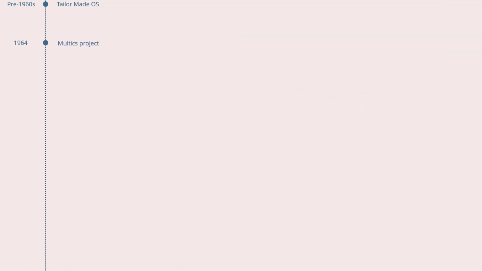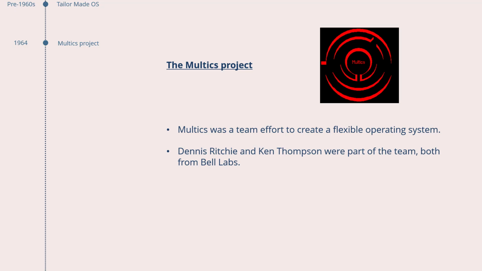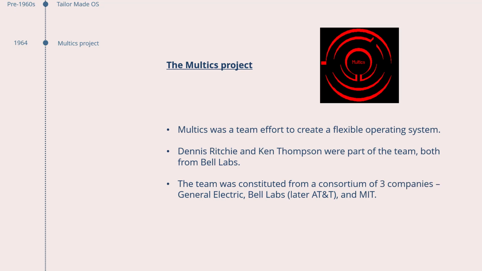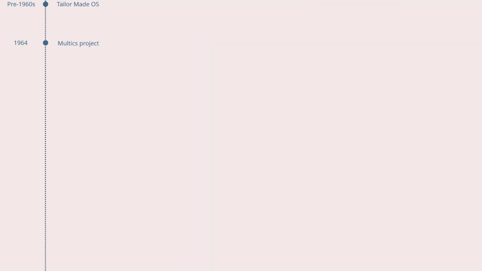Let's move ahead to 1964. This was when the Multics project came into being. This is the Multics logo from back then. Multics was a team effort to create a flexible operating system. Dennis Ritchie and Ken Thompson were part of the team, both from Bell Labs. The team was constituted from a consortium of three companies: General Electric, Bell Labs, and MIT. Bell Labs later became a part of AT&T.